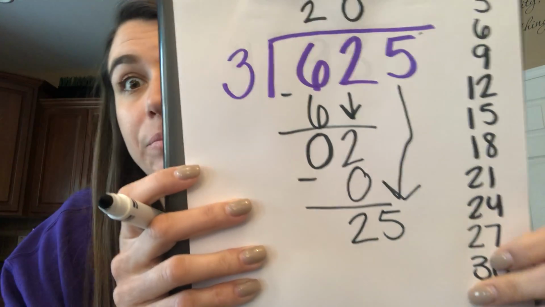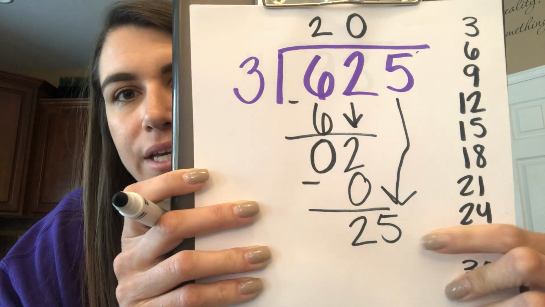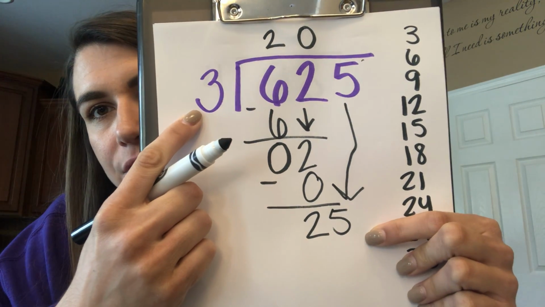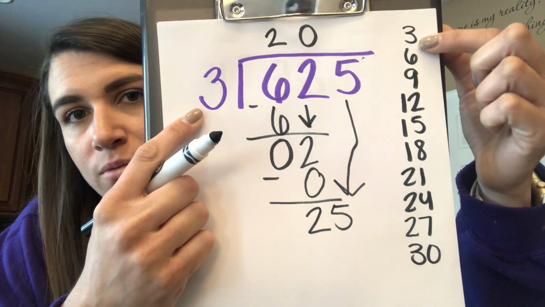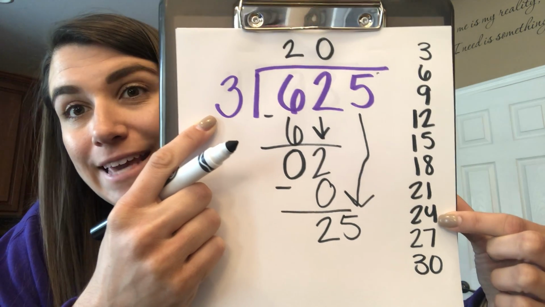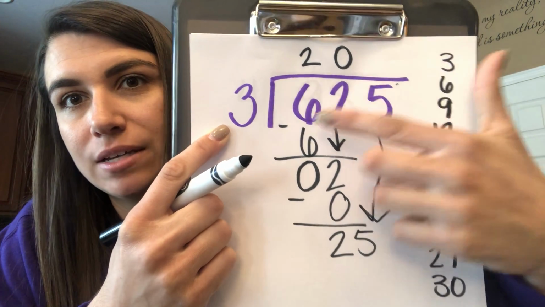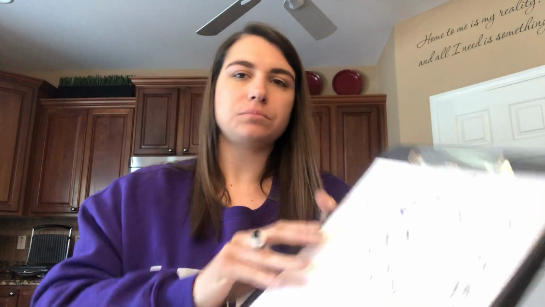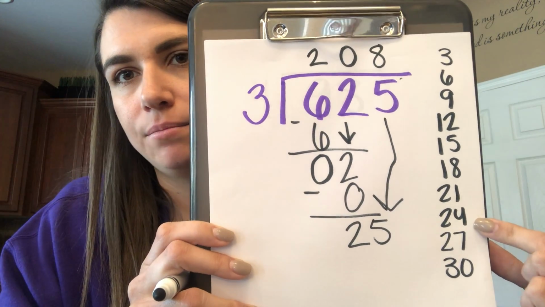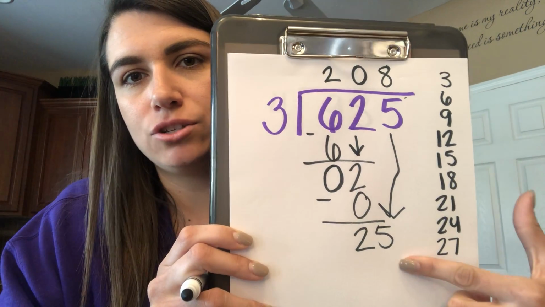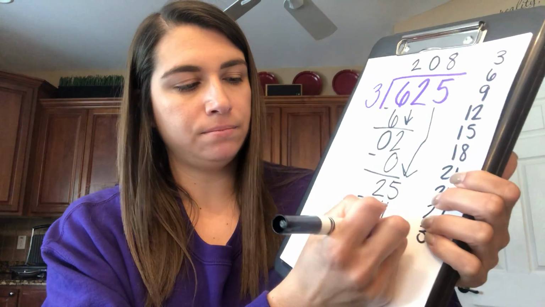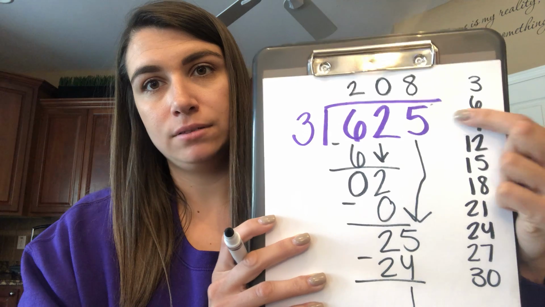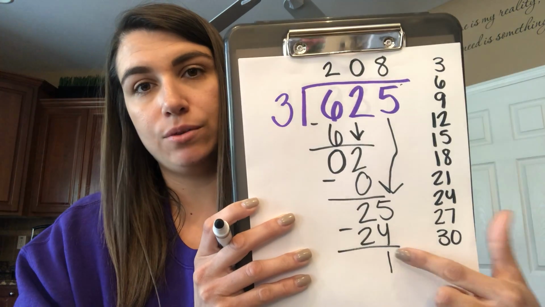And then now I'm going to repeat, right? Rover is repeat, so I'm going to repeat, and I'm going to take 25 divided by 3. So what times 3 gets me closest to 25 without going over? If you don't remember, you can look over here, but I know that it's going to be 8. So 8 is going to go on the top because 8 times 3 is going to be 24. And that's the closest without going over 25. So 8 times 3 is 24. 25 minus 24 is 1. There's nothing else to bring down. And 1 is smaller than 3, so the 1 becomes a remainder. So I get 208, remainder 1.